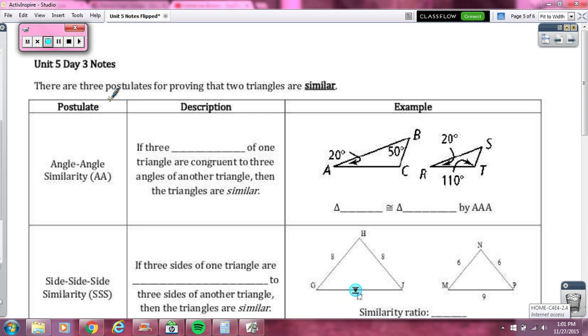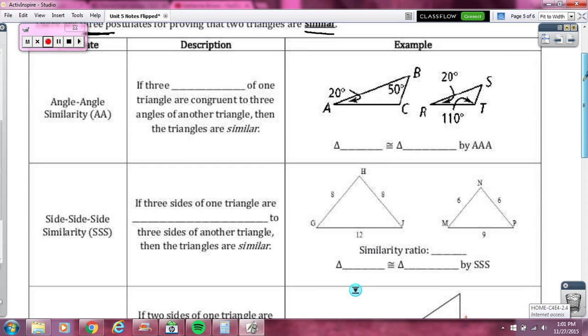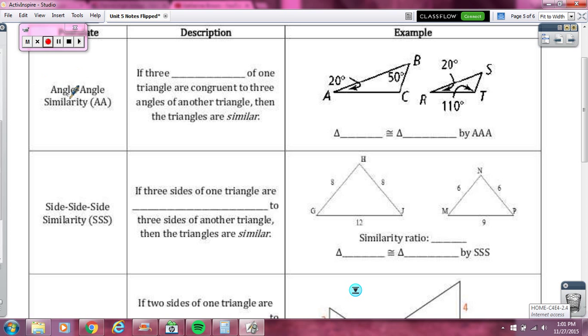Just like how we had 5 different ways to prove triangles were congruent, we've got 3 different ways that we can prove two triangles are similar. So instead of our big 5, we've now got 3. First one is angle-angle similarity, or AA.